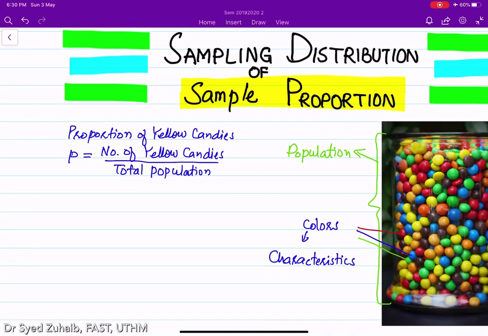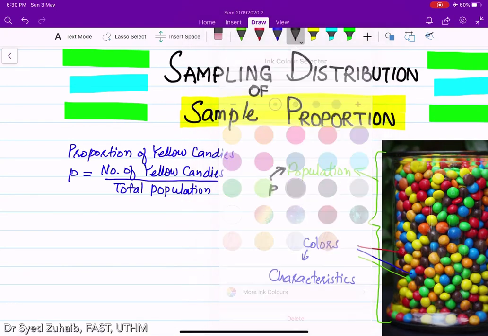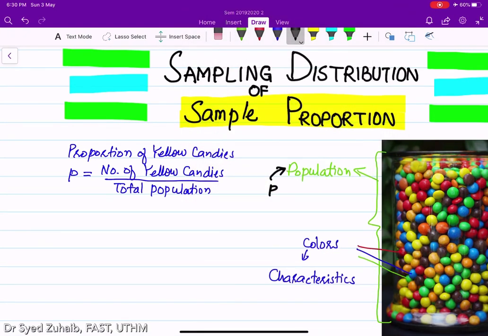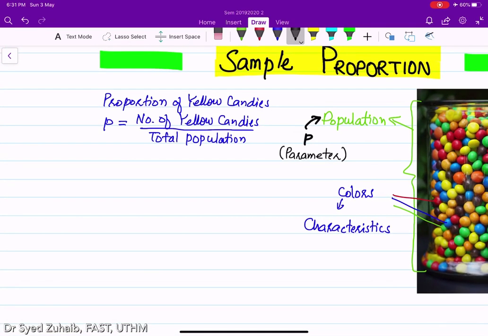We can use this proportion to describe population, and we know that the numerical measure that is used to describe population is called a parameter. So we can call this proportion a parameter for this population of candies. And we know that the parameter is described with a statistic, and in this particular case, for proportion parameter, we have sample proportion, which acts as a statistic. It is represented with p and cap on the top.